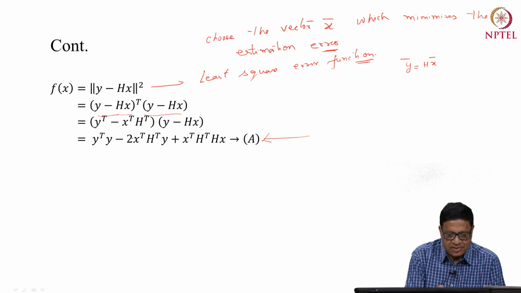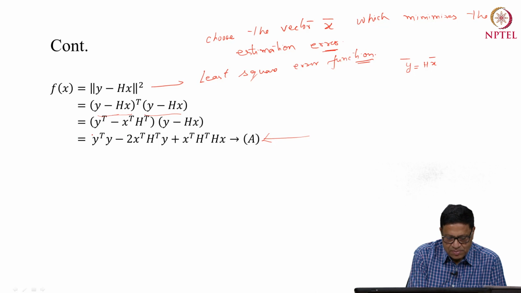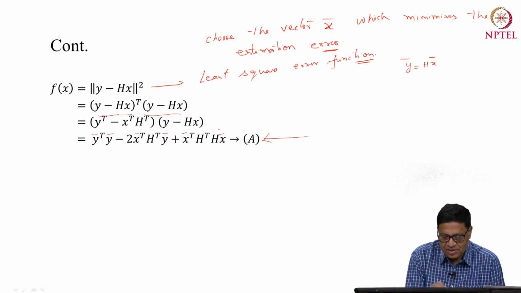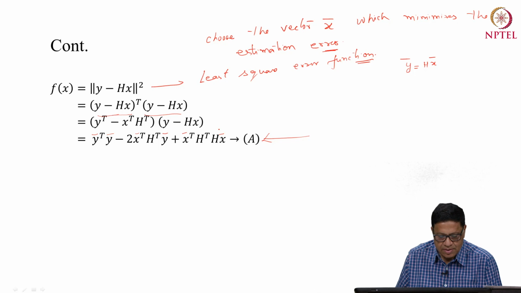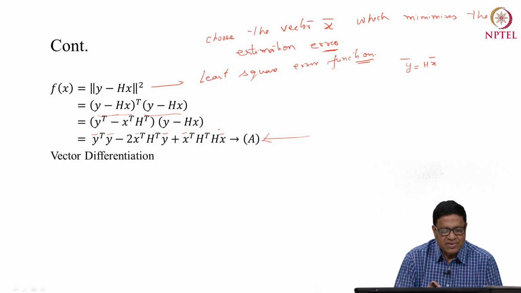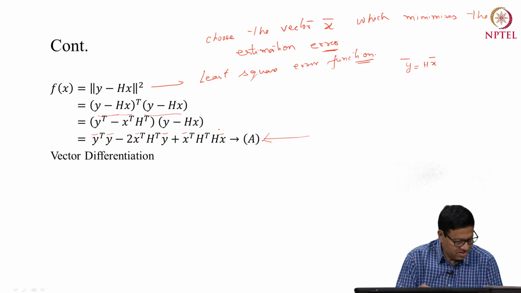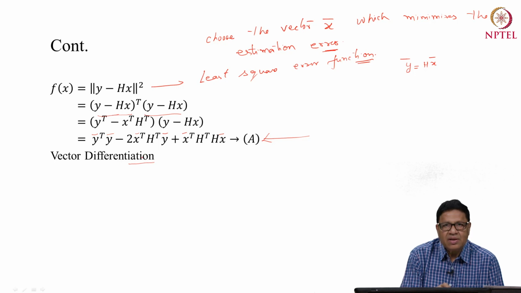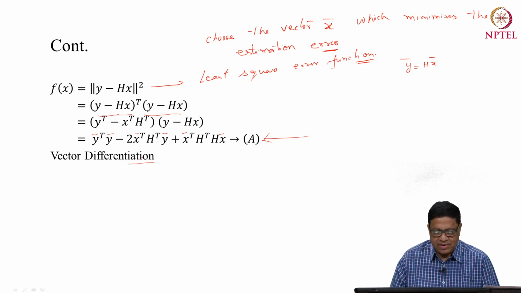And these are all vectors. I have not put the sign here, but these are all vectors. For example, y is a vector, x is a vector, and H is a matrix. Now, I want to differentiate this f(x) with respect to the x vector. Differentiation with respect to a vector is slightly different from what we are normally used to, so let me briefly give an example of vector differentiation.